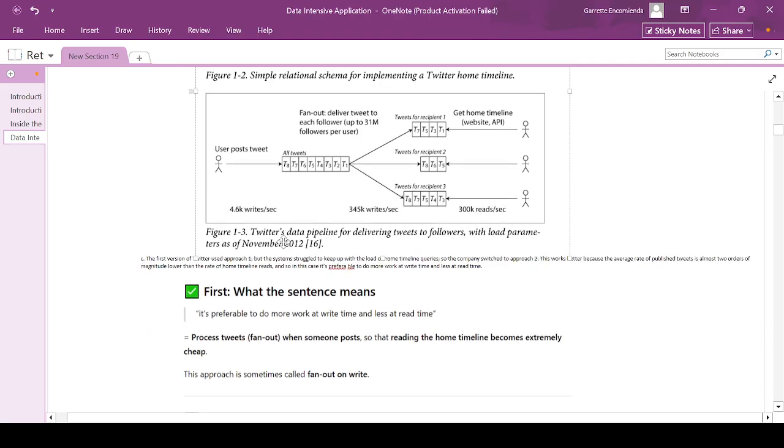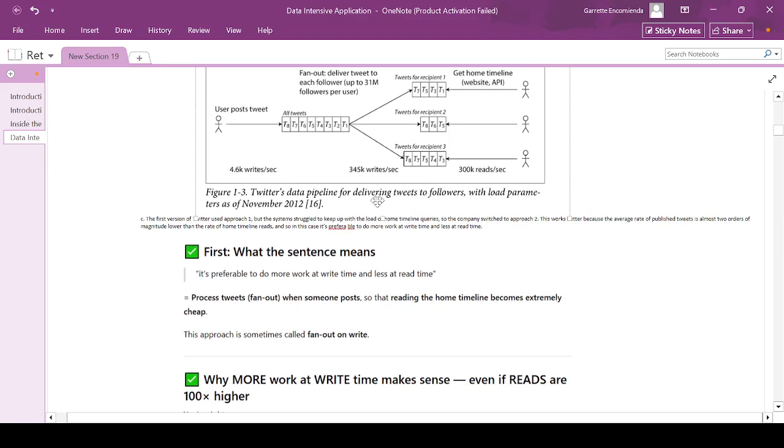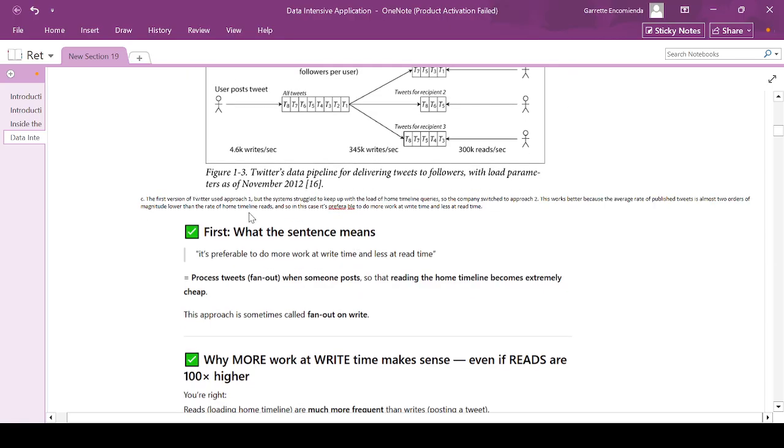JPG. Figure 1.3, Twitter's data pipeline for delivering tweets to followers, with load parameters as of November 2012. As you can see, these are the user posts, or the influencer's tweets, and it posts it into the user timeline, and then the user now just requests its timeline. This is what fan out means. Fan out delivers a tweet to each follower, up to 31 million followers per user. So we optimize for writing instead of reading because it's more expensive to read.